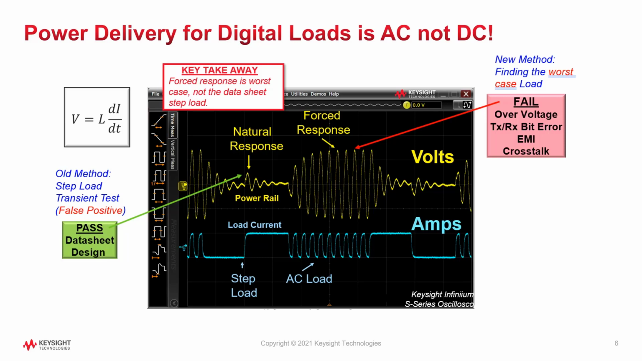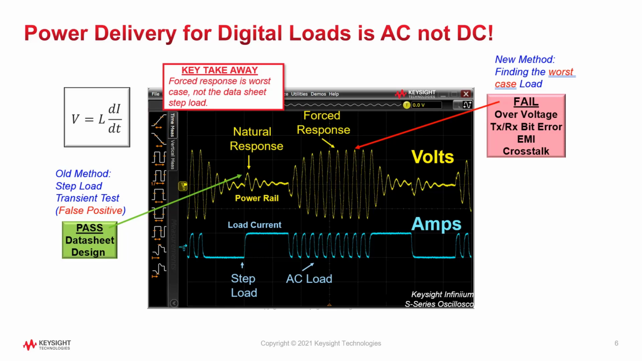The equation in the upper left shows one of the primary causes for voltage ripple. Any inductance in the path times the dynamic dI/dt current will result in a voltage change. To evaluate the voltage ripple on the power rail, most data sheets specify a step load. Here we see how the response to the step load excites a small ripple voltage that decays.